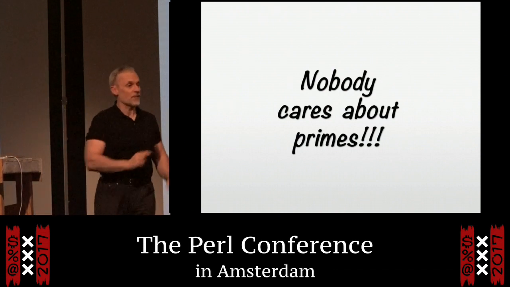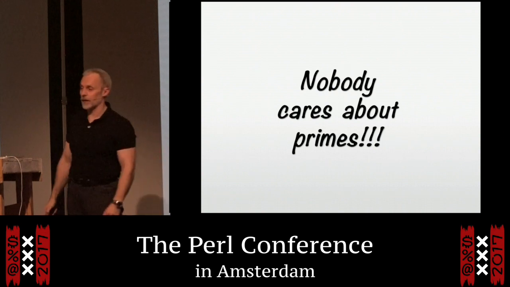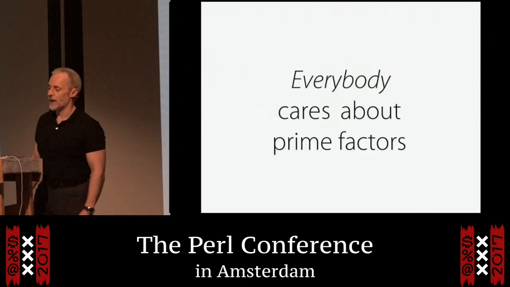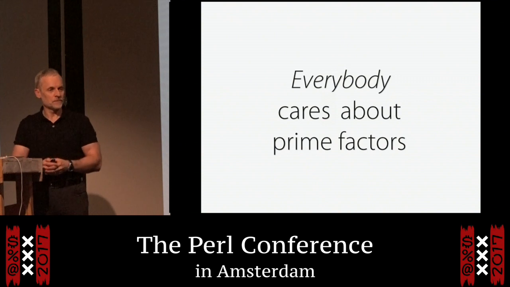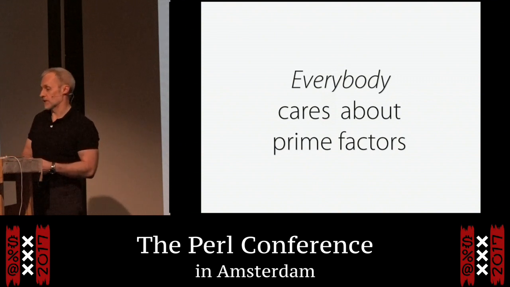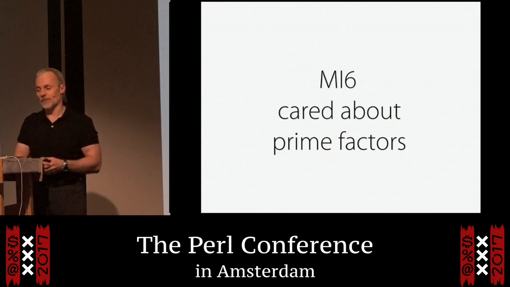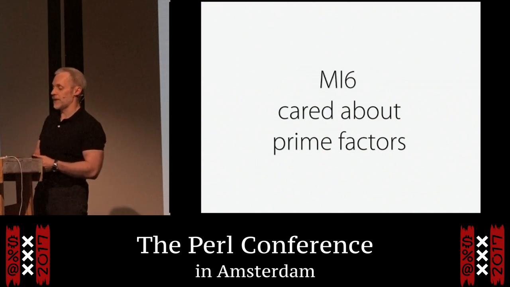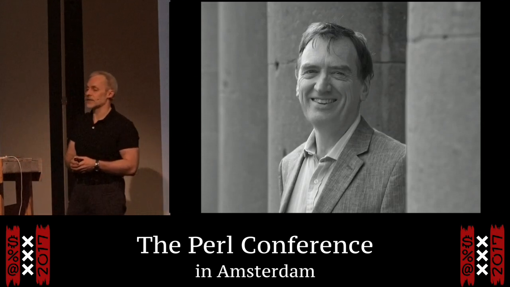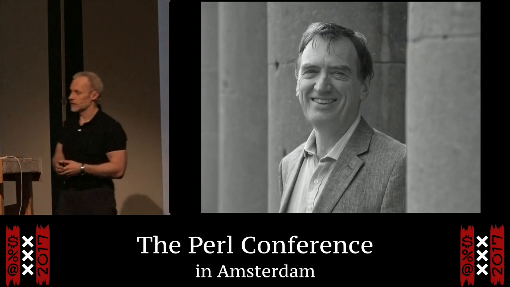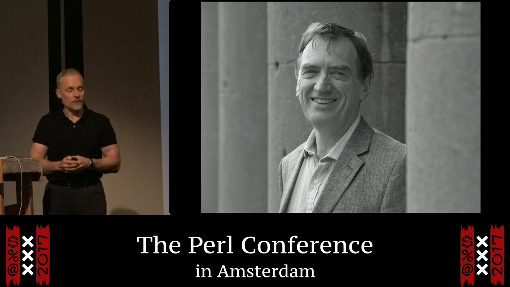And that's true. No one cares about primes, but I'll tell you what they do care about. People care a lot about prime factors. Who cares about prime factors? Well, the NSA does, and the CIA does, and MI6 does. They were the ones that first cared about it. Because in 1973, Clifford Cox invented the RSA algorithm.